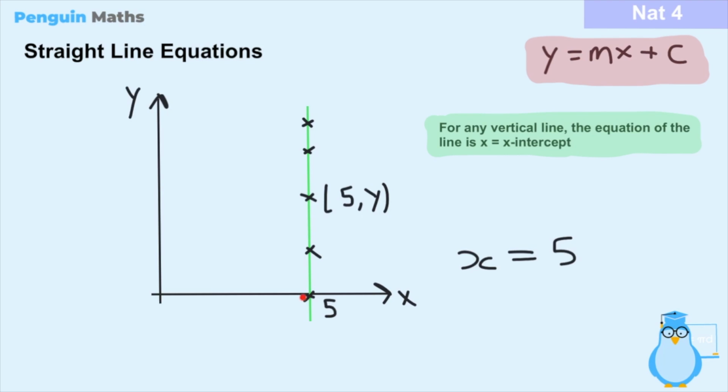So if we have this point here, this might be (5, 0), this might be (5, 2), (5, 4), (5, 6), and so on. Regardless of which point we have, the first coordinate in this line is always going to be equal to 5. So that means we can say the equation of this line is x = 5.